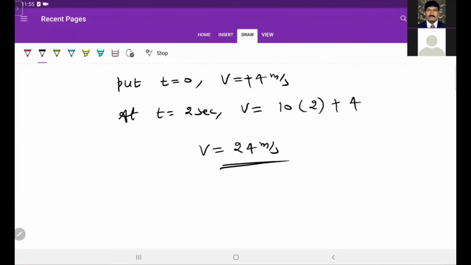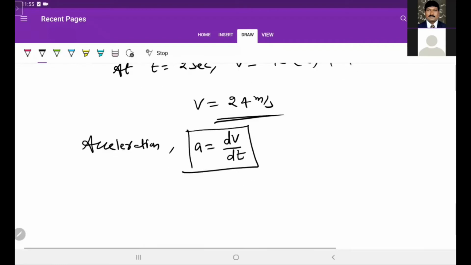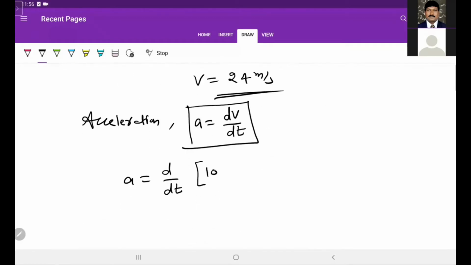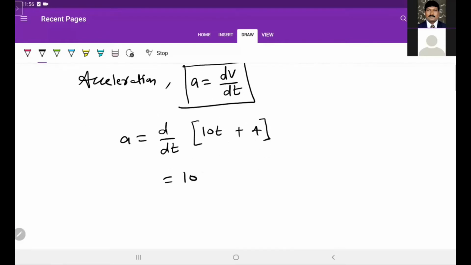Next he is also asking what is the acceleration. Acceleration is defined as a is equal to dv by dt. Rate of change of velocity is called acceleration. So acceleration is equal to d by dt of the velocity equation we got just now, 10t plus 4. So we get 10 meter per second square. Why 10? Because differentiation of t is 1 and differentiation of 4 is 0. Finally we get 10 meter per second square.